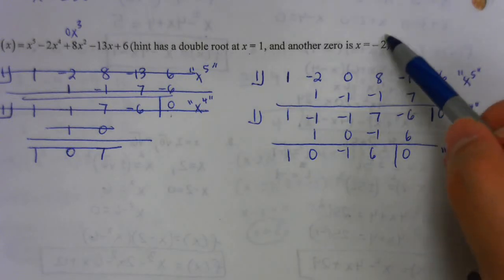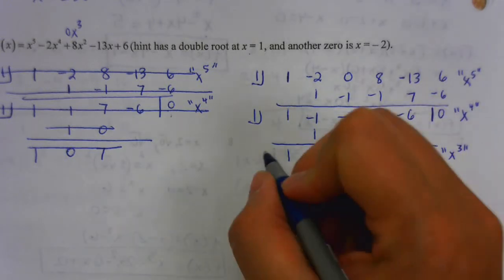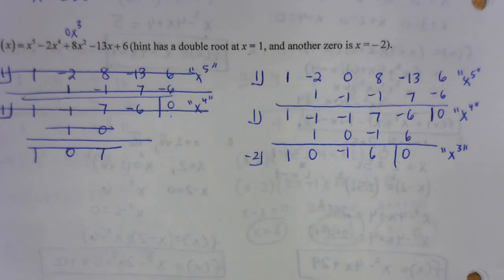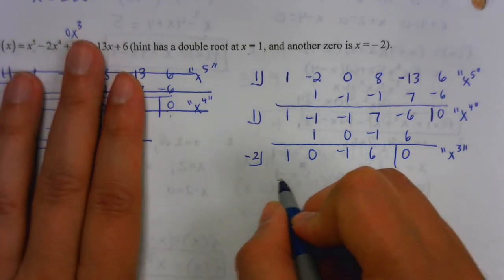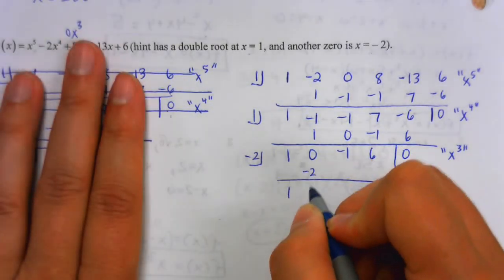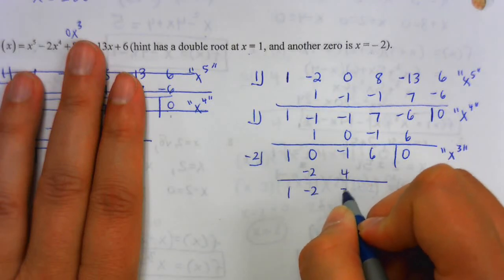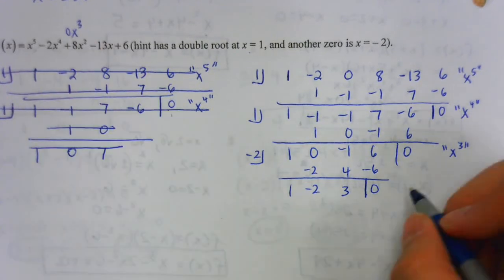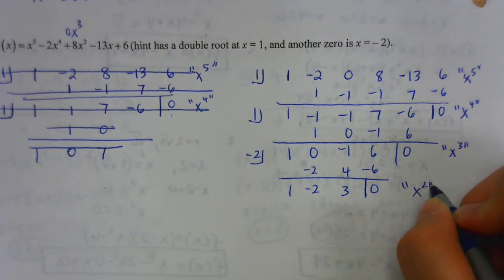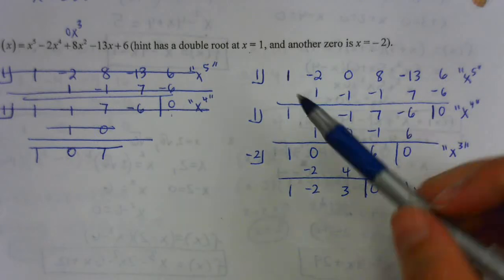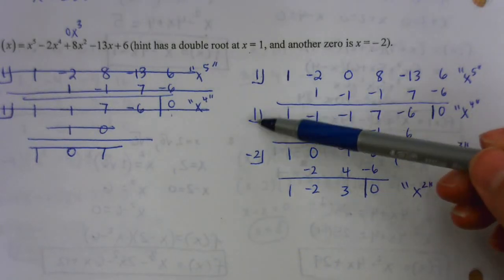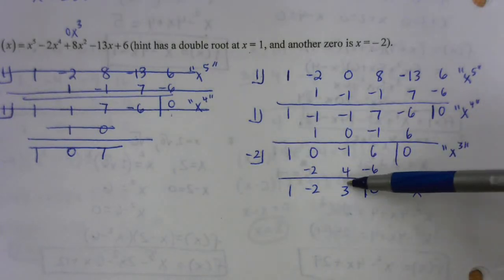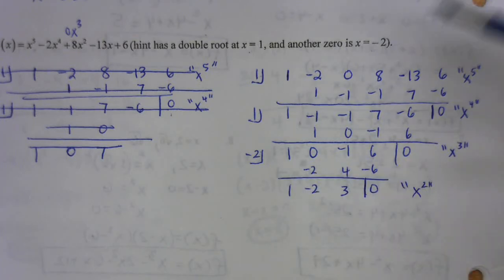And then I have a -2 that I need to try, so we're going to do our synthetic division with -2. I'm going to bring that down, multiply, multiply, multiply. And that gives us x squared. So now I have my 3 zeros. I have 1, 1, and -2. The other 2 zeros are coming from this quadratic that's right here.